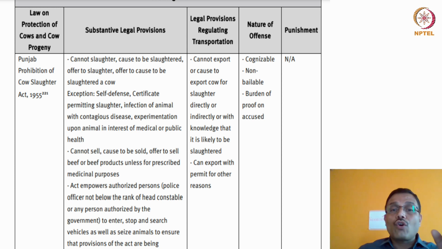You cannot sell or cause to be sold, offer to sell beef in Punjab. Now, Punjab, please note, is dominated by the Sikh community. But that's a state that continues to hold cow as an important constitutional animal or whatever it is in terms of protecting the identity of the same. Cannot export or cause to export cow for slaughter. That is also something that is regulated under the Punjab law.